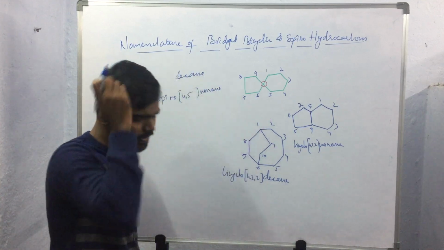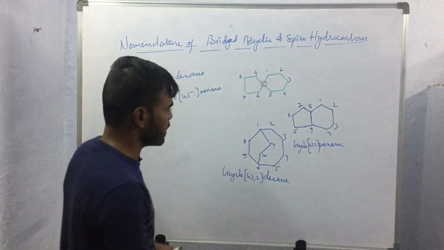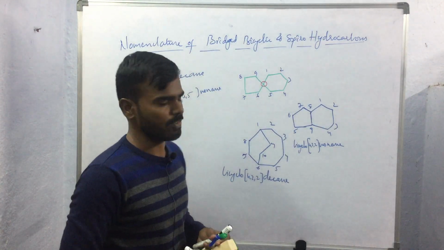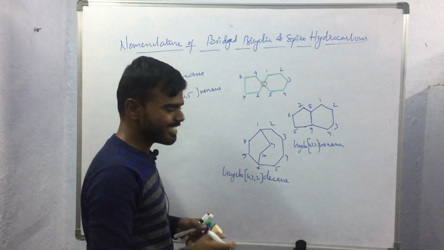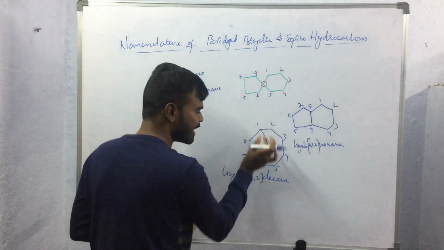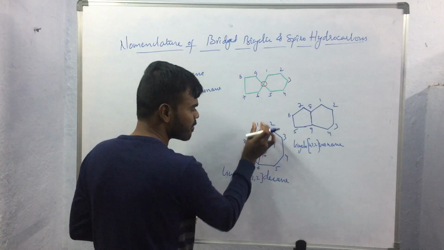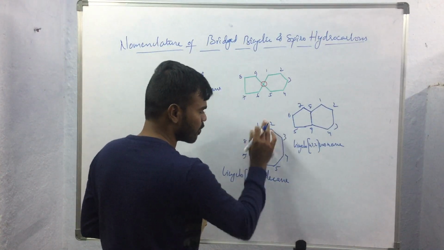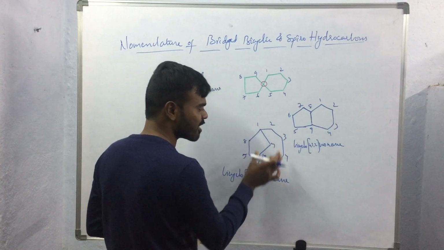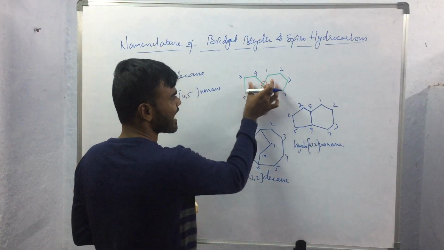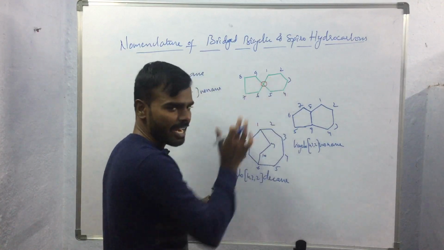So here two differences we can observe while naming these bridged bicyclic compounds and spiro bicyclic compounds. So what are those two? Here in bridged bicyclic compounds we are including the bridgehead atoms also while counting the total number of atoms that are present in the compound, whereas in spiro compounds we are excluding the common atom.